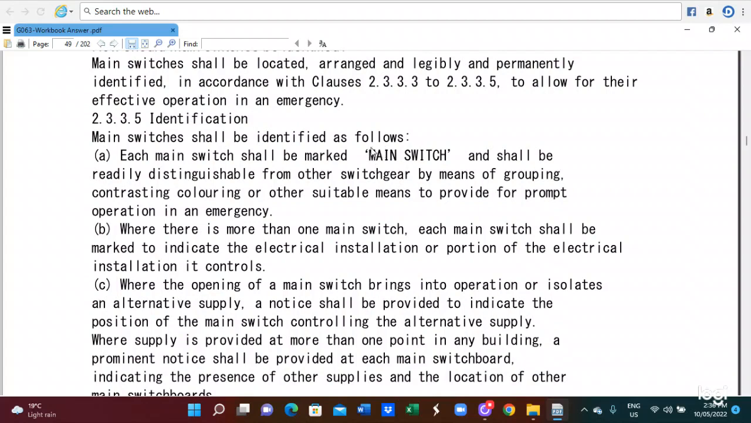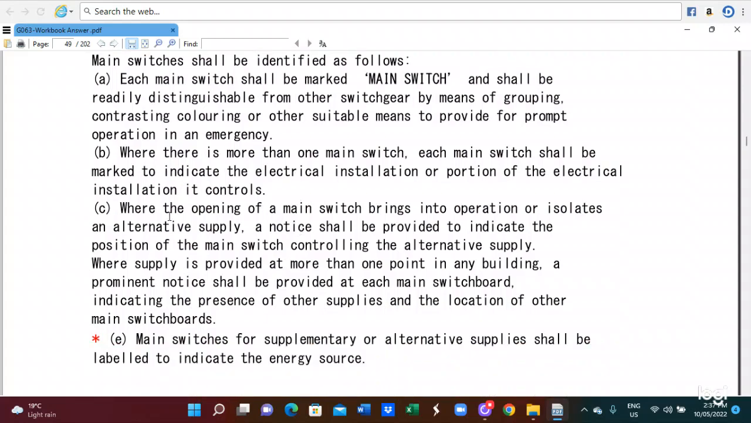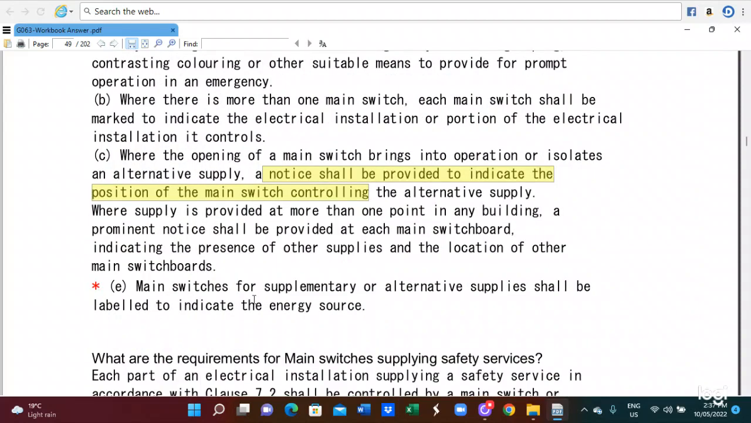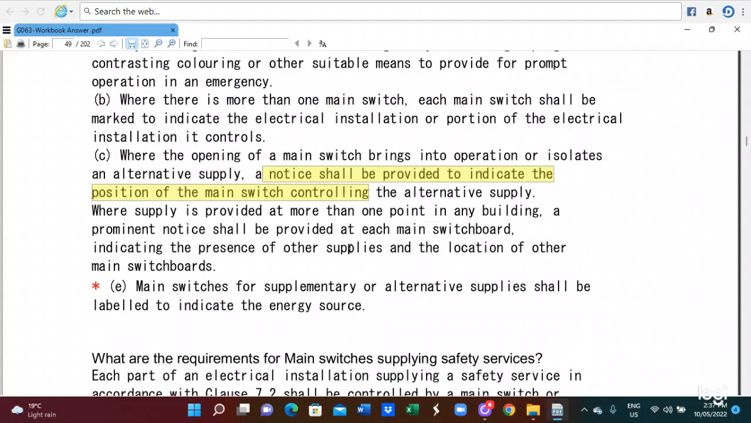The main switch must be marked as main switch. Where there is more than one main switch, they shall be marked to indicate the opening of the main switch and the operation or isolation of the alternate supply. In this case, you have to write this as a notice. Also, a main switch for a supplementary or alternate supply shall be labeled to indicate the energy source. So those are the definitions of the main switch.